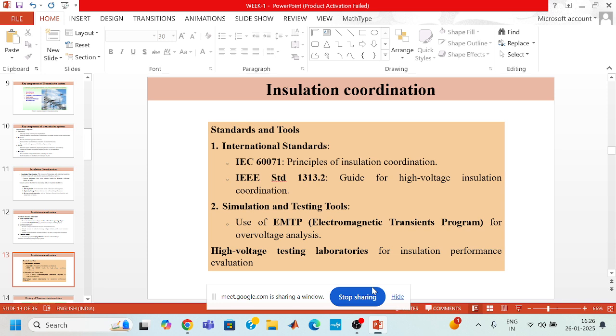The second is the tool we use for insulation coordination, EMTP, the electromagnetic transients program for overvoltage analysis. We also do experiments in high voltage laboratories, watching the performance of insulating materials when breakdown of oil occurs and when transmission flashover occurs. For this purpose we have high voltage testing laboratories for insulation performance evaluation.